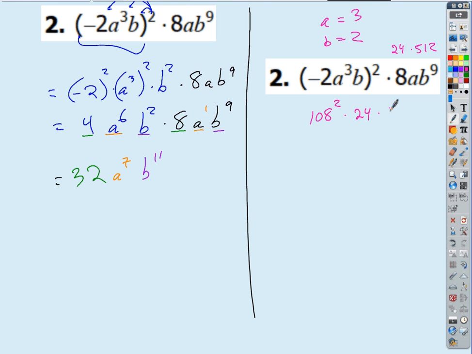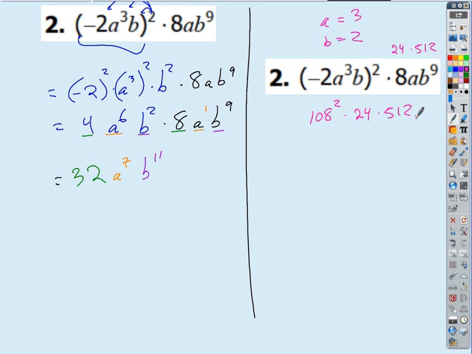Oh, hang on, I did that wrong. No, that's right, 512. So I could multiply that on a calculator and get a number.